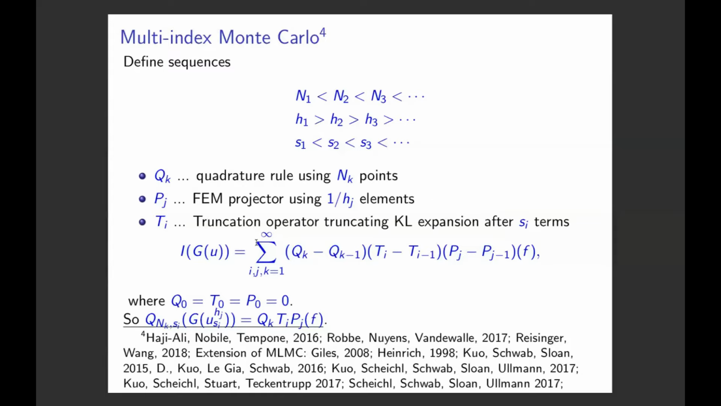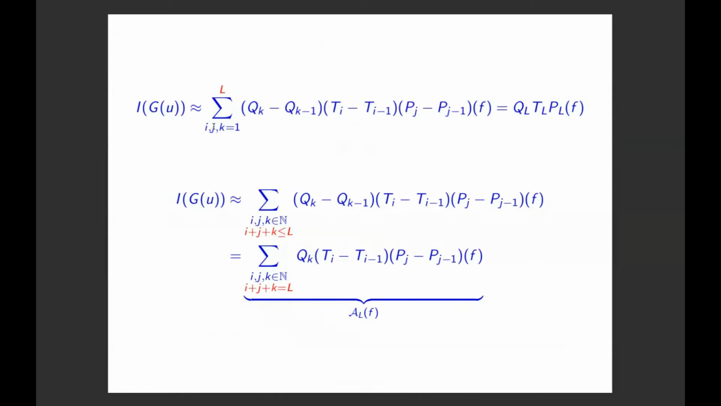Now, there are different ways in which this sum can be truncated. One way is where we sum over i, j, k, each of those indices going from 1 to L. And then we can see that we can simplify this expression here, and it just turns into QL, TL, and PL applied to the right-hand side f. And this is just the single level method which I mentioned at the beginning.